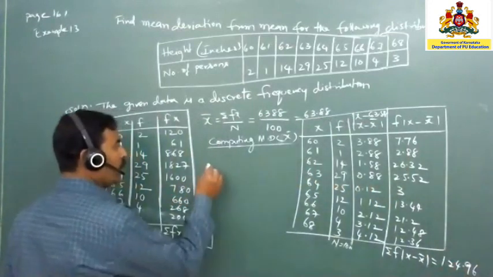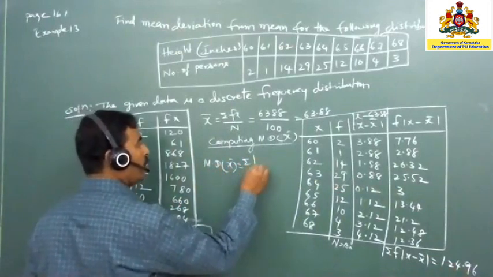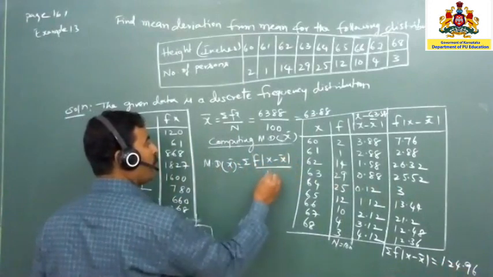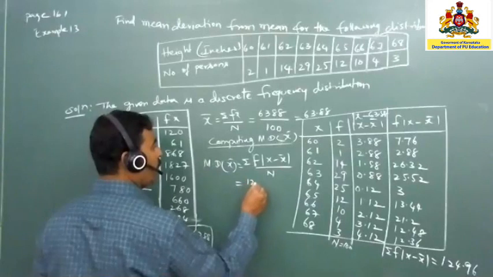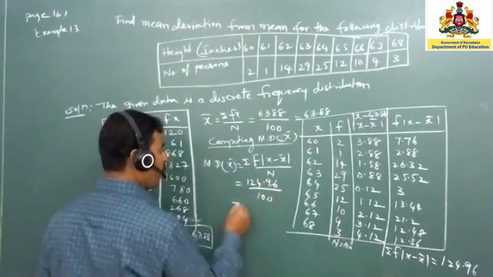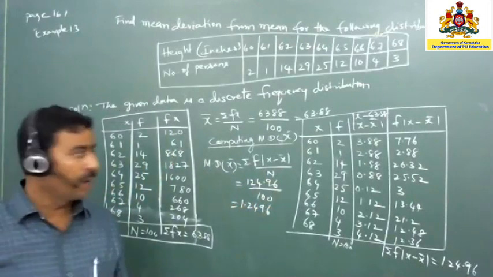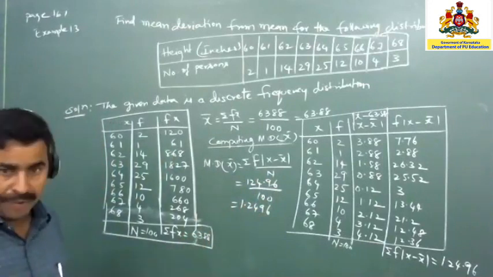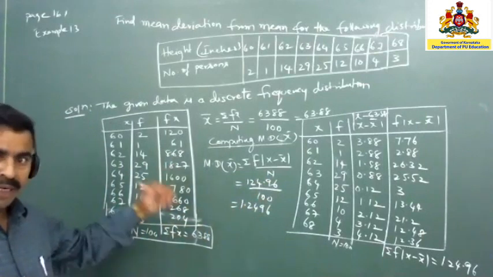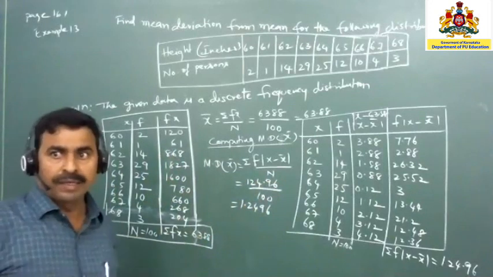Therefore the mean deviation from mean, by the formula summation f into modulus of x minus x bar divided by n, equals 124.96 by 100, which is 1.2496. The answer is 1.2496. Here only mean deviation from mean is asked, not the coefficient. If the coefficient is asked, you can write the formula and substitute the values.